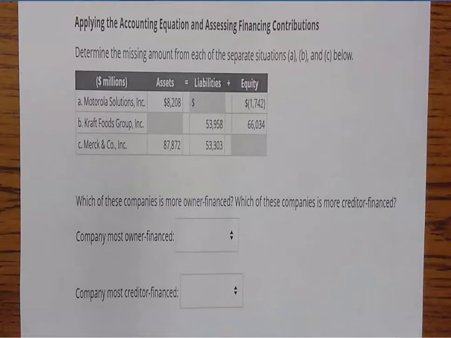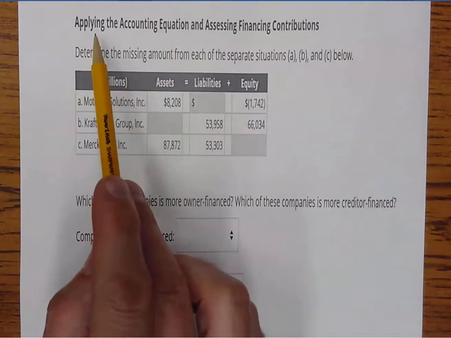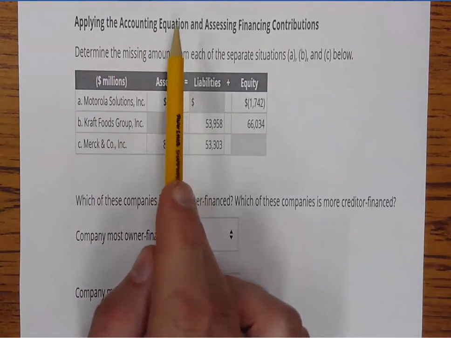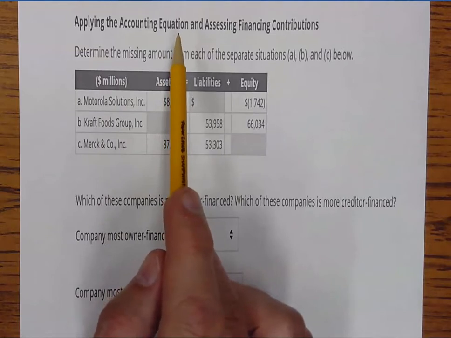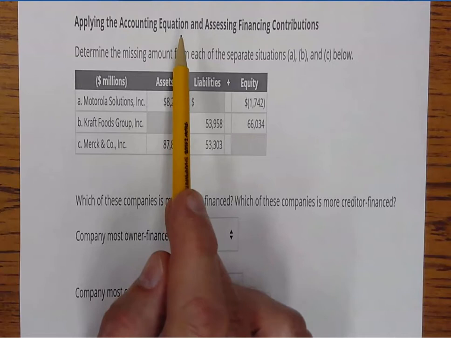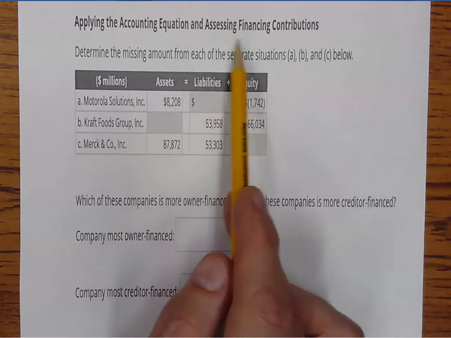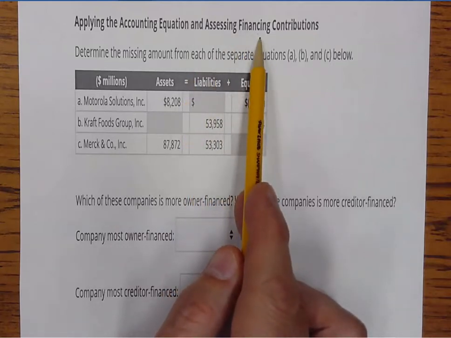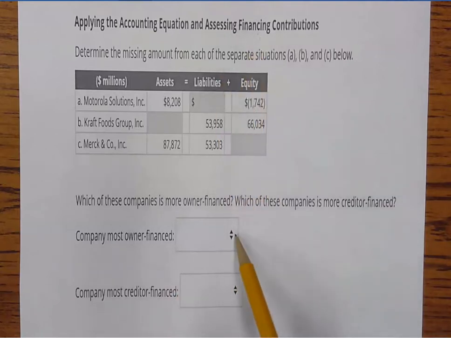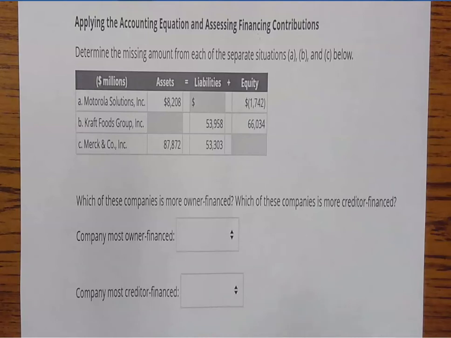All right, so let's take a look at an exercise. This is from our textbook, and it's got the name of the exercise right up here. It says applying the accounting equation and assessing financing contributions. This is the way they were asking us this question in your homework. It's going to end up being a drop-down menu box, and you could probably figure out the answer, but we do need to know the why.